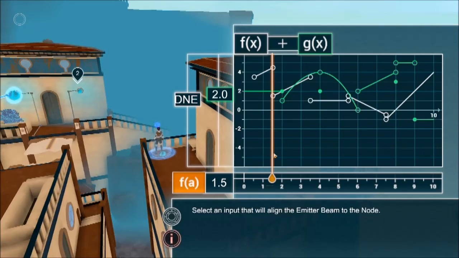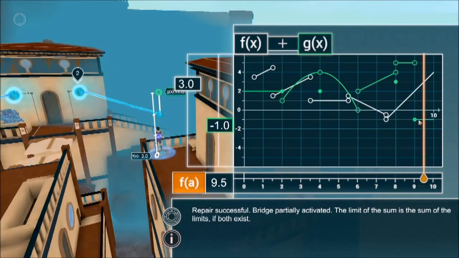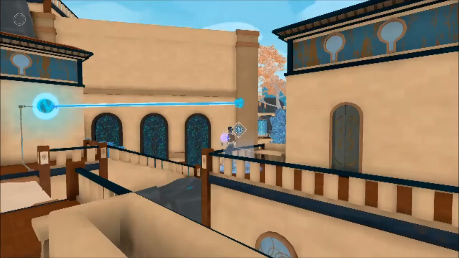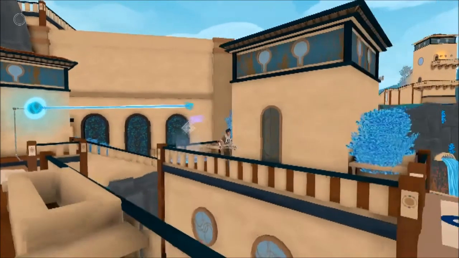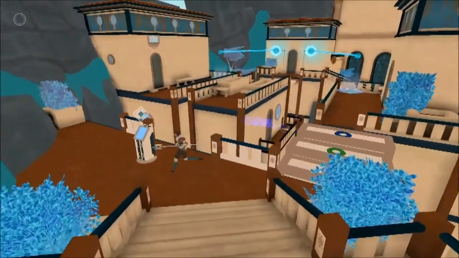We need a value of 2. Oh, yes, sorry. Halfway through there, because there's value of 3 there. Then there's the negative 1 there. There we go. And we didn't even need to adjust the kind of limit that was being done. And now we just have to align these one more time.